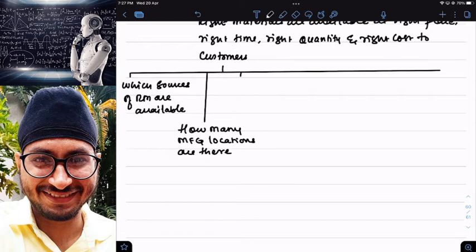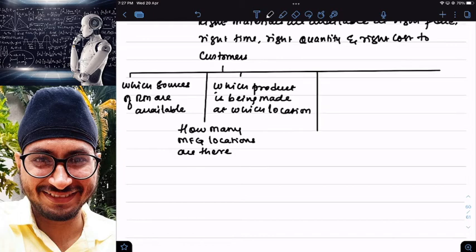Then I should also see which product is being made at which location, which means which manufacturing plant is manufacturing what type of goods. If I don't know, then I will not be able to deliver raw materials properly to the location.